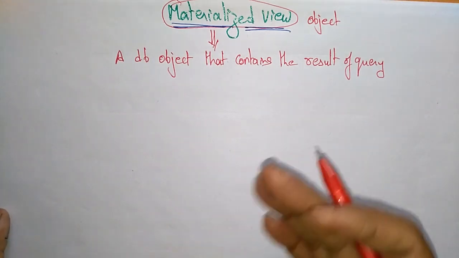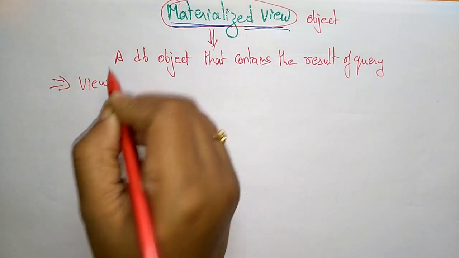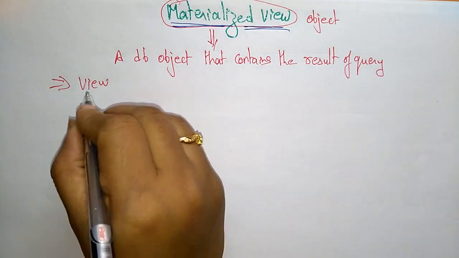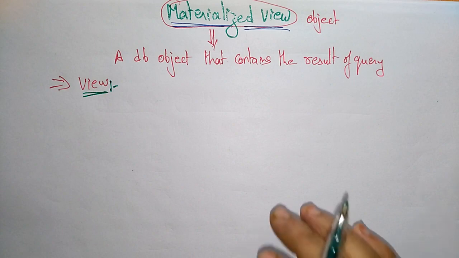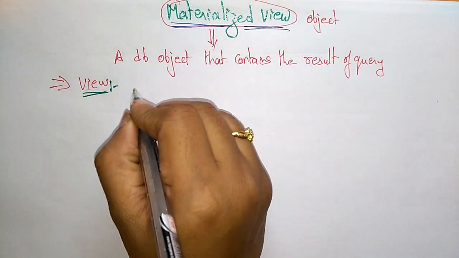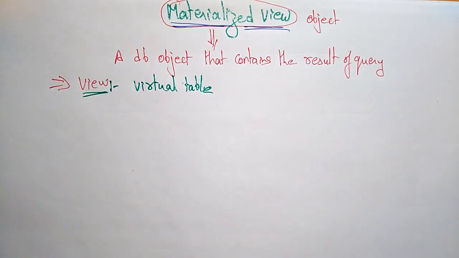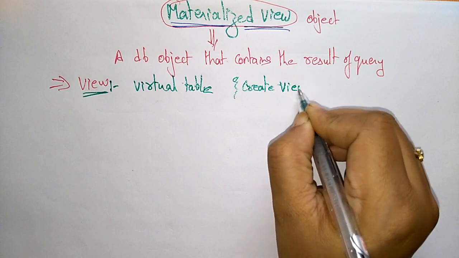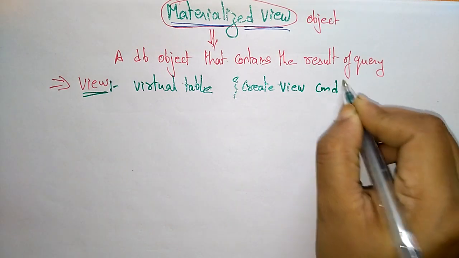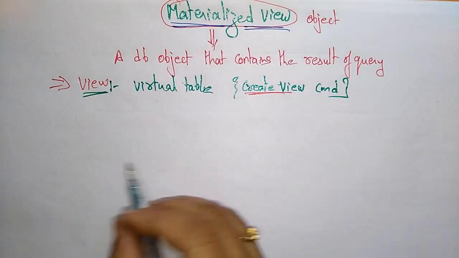Before going to know about the materialized view, let us know what is a view. I think everyone is familiar with views. The view will be created whenever you are creating the database tables. So actually a view is a virtual table. It's not real, it's a virtual table. A view is a virtual table which is created using the create view command. By using the create view command we will create the view in the database.